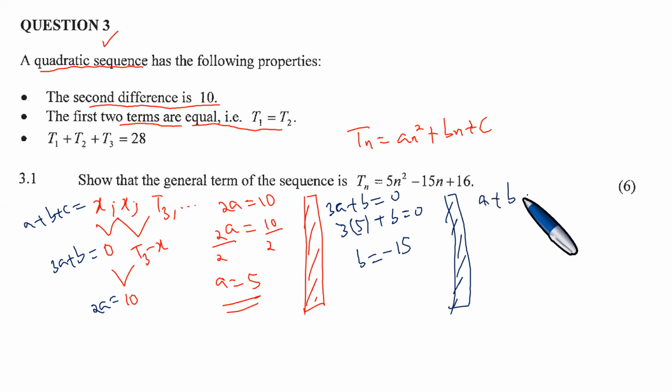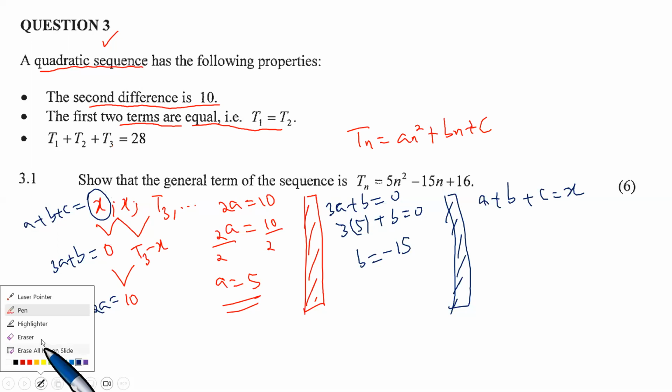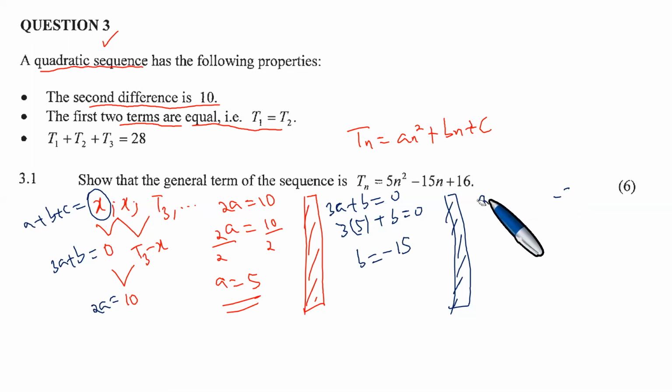A plus b plus c, which is the first term. The first one is x. This one is exactly x. All right. So what do we get out of these? But also, anyway, we have been told that T1 plus T2 plus T3 is 28. So you can just use that. Let's just use that. T1 plus T2 plus T3 is 28.